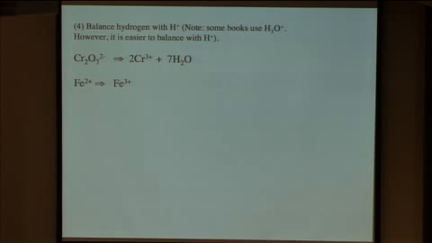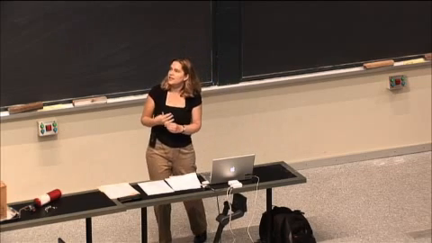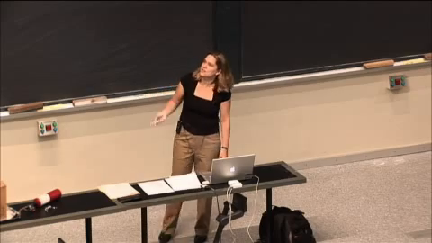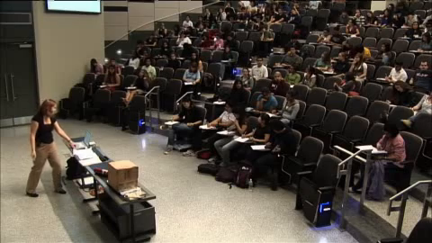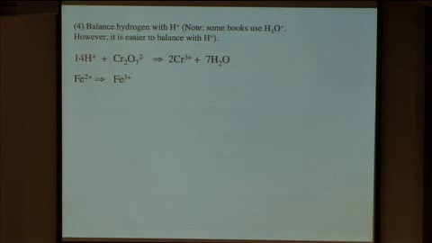Next step is we're going to balance the hydrogens that we just added. We can balance here with H+. And here's one place that books are different. Some of them balance in a more technically correct way with hydronium ions, but then your oxygens get unbalanced again. So it's OK to use the simpler approach and just balance with H+. How many H pluses do we need to add to balance the top part? Yep. So we need to add 14 over here. Again, the bottom one, nothing to do. Pretty simple.